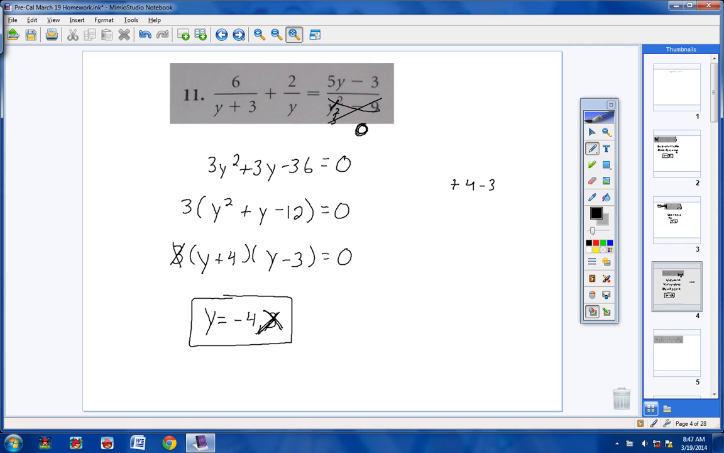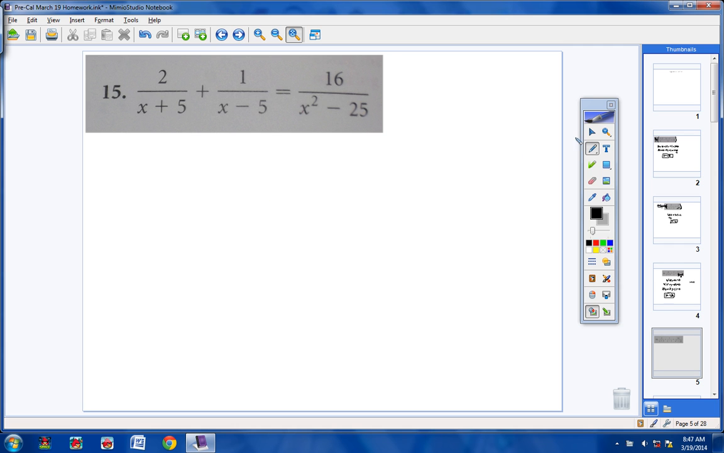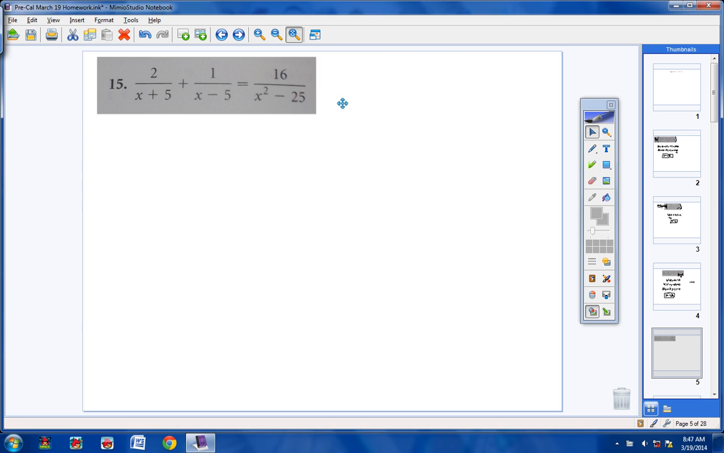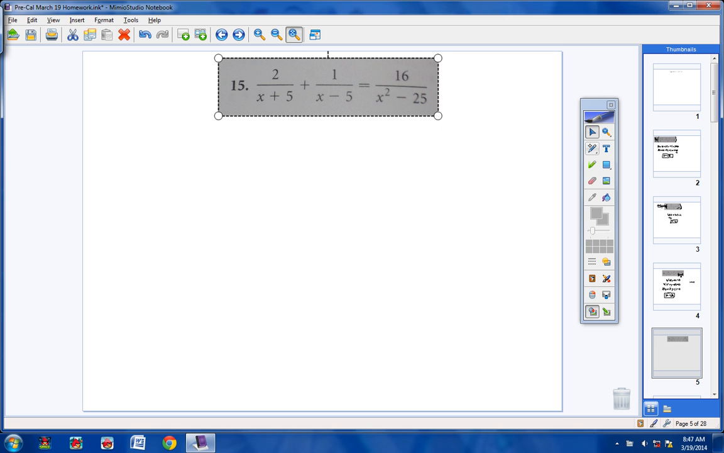Okay? All right, let's continue on to number 15. Number 15, make this a little smaller so we have a little more room to work with. And here we go. Now, step 1 says to factor your denominators if possible. This cannot be factored, this cannot be factored, but this one can be factored. So here we go. I'm going to put 2 parentheses right here.